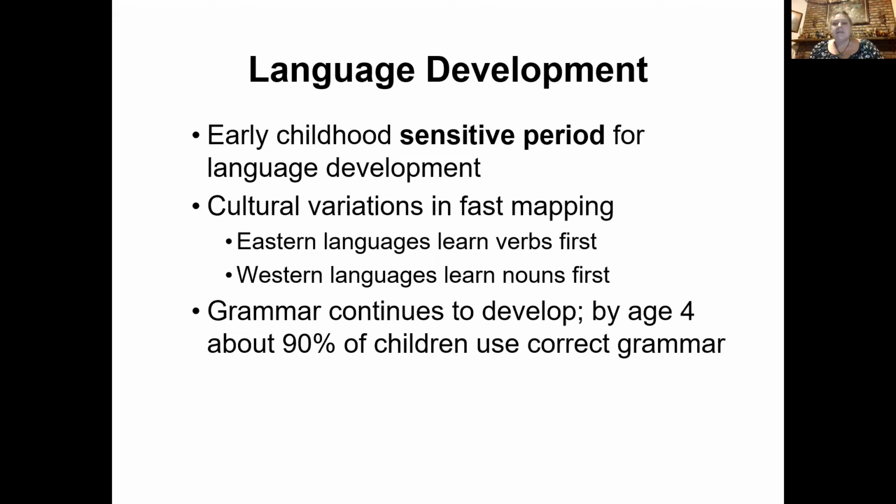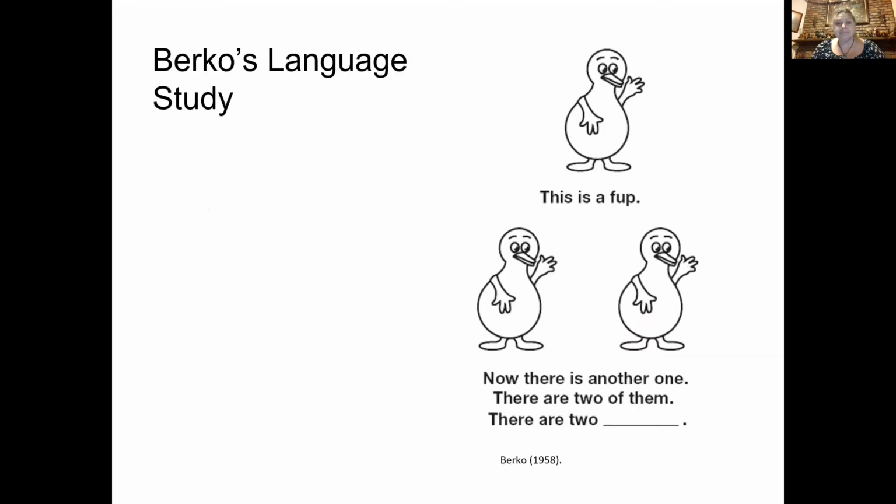Grammar continues to develop. By age 4, about 90% of children use correct grammar. And that's kind of interesting. Just from being exposed to the language and hearing the language, they have a tendency to be able to use correct grammar by the age of 4.